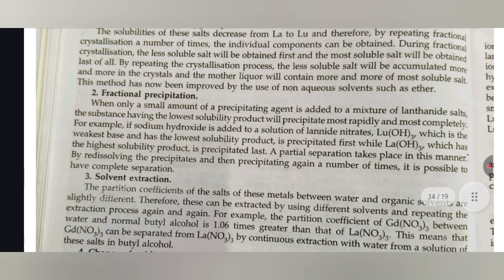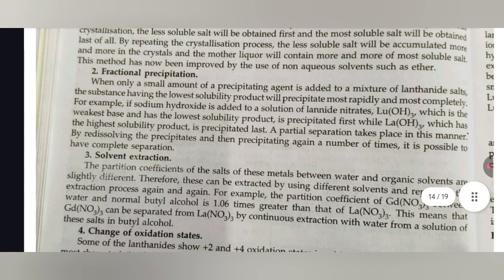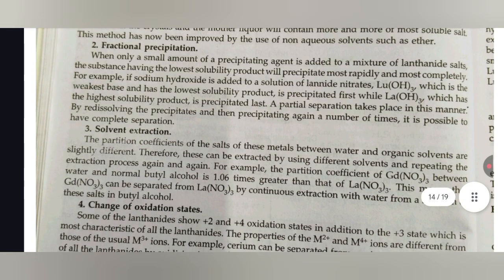During fractional crystallization, the less soluble salts will be obtained first and the more soluble salts will be obtained last of all. By repeating the crystallization process, the less soluble salt will be accumulated more and more in the crystals, and the mother liquor will contain more and more of the most soluble salt. This method has been improved by the use of non-aqueous solvents such as ether.